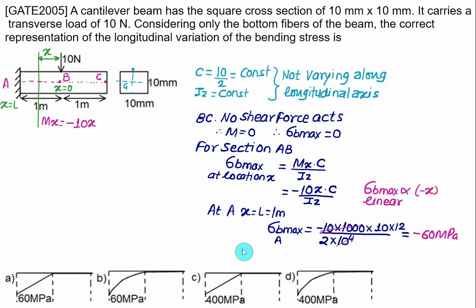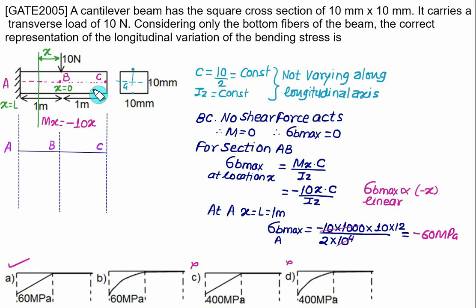So there is no stress acting between B and C. But this is 400 and 400, so choice C and choice D go wrong. A parabolic distribution occurs only in the case of UDL. It means that this figure is correct. That is, choice A is correct.